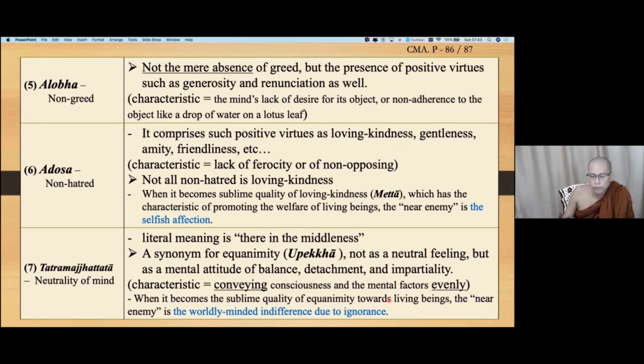When we practice that, we have to be careful about the near enemy of Tatra Majjhattata, that is worldly-minded indifference. Sometimes, not because of the Tatra Majjhattata cetasika, there can be a mental condition of indifference. That is not because Tatra Majjhattata is powerful to the level of sublime quality. That is worldly-minded indifference due to ignorance. By the power of ignorance, we can also ignore. Sometimes we misunderstand: I don't give priority to someone, my mind is not standing on any side, that is equanimity. But this is not equanimity. That is the work of ignorance. So that is the near enemy, and when we practice, we have to be careful about that.